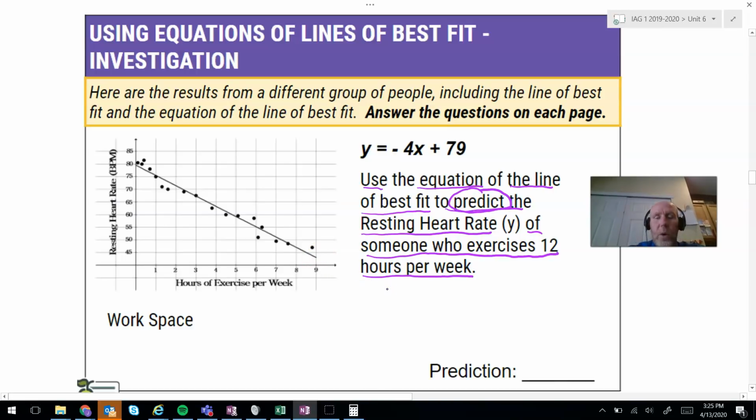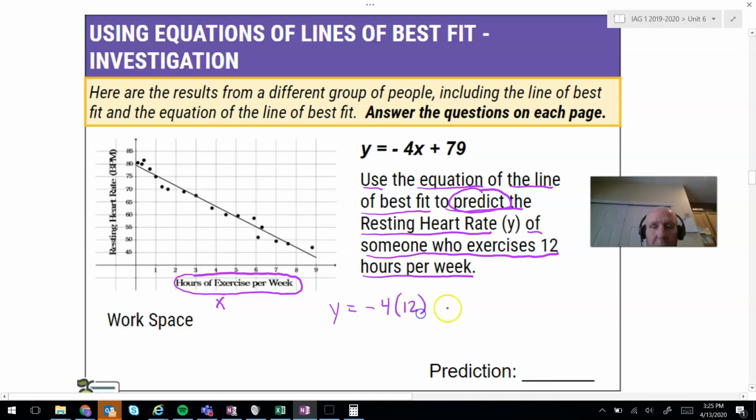And so now that we have the equation, it's going to be a lot easier. So if someone exercises 12 hours per week, 12 hours of exercise appears to be the X value. So we can use our equation and put 12 in where the X was and do the math here. Sorry, I was getting a little ahead of myself. So this gives us negative 48 plus 79, and so y equals 31.